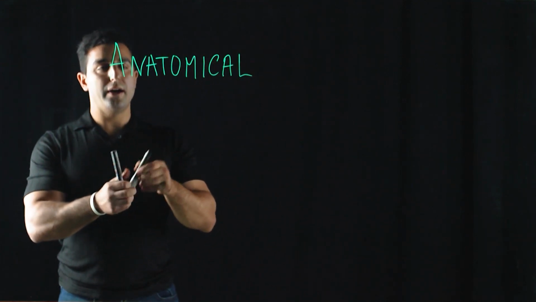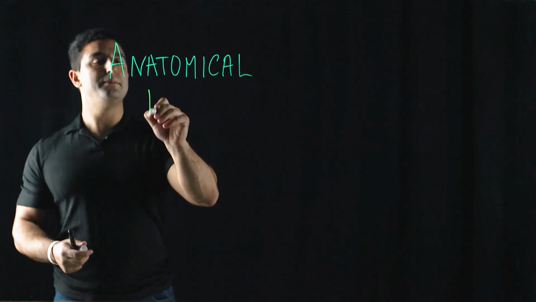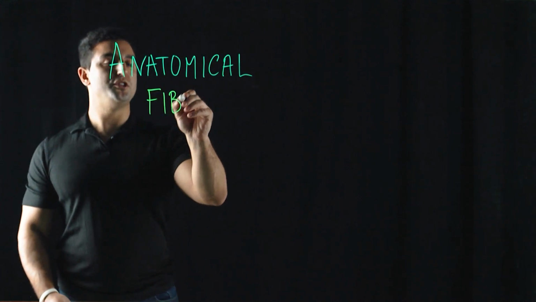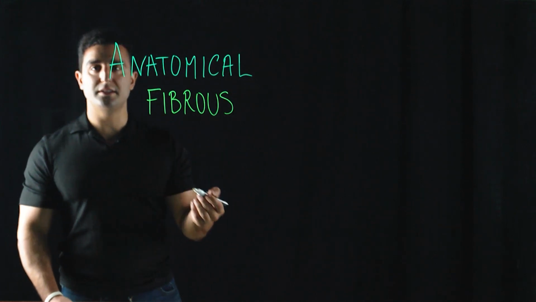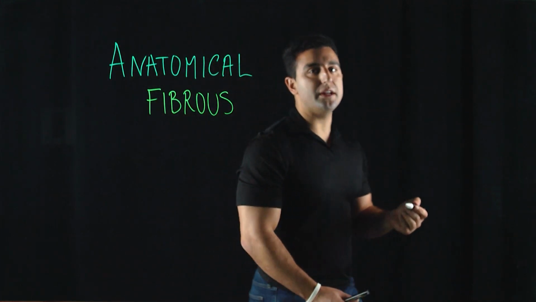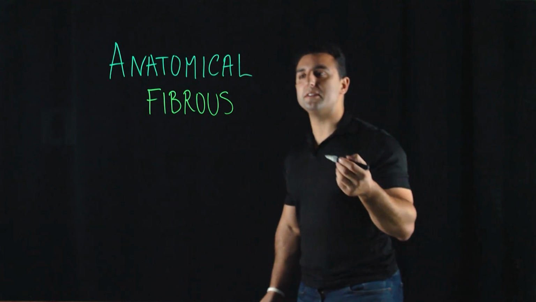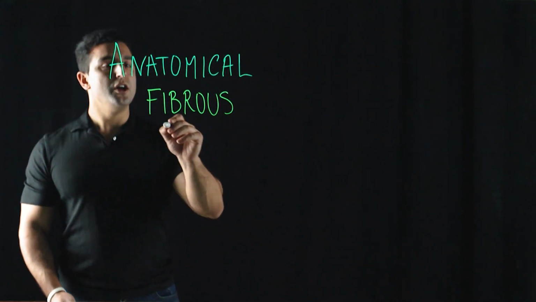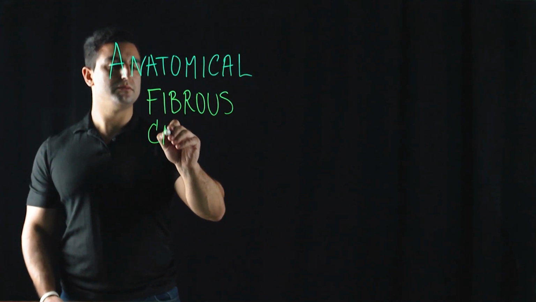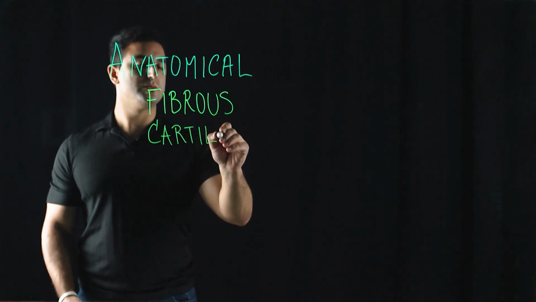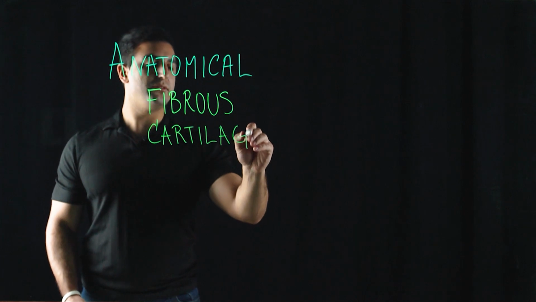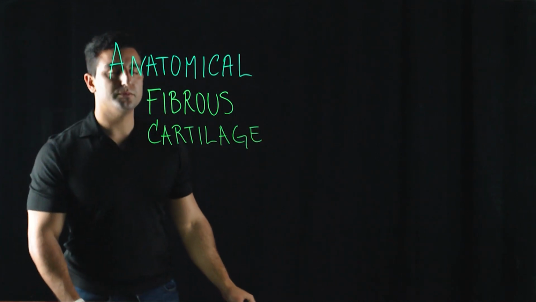So what did I say? I said fibrous, which means what? These are joints that are made from fibrous tissue. For example, the sutures in your skull. That's an example of fibrous tissue. Cartilaginous would be what? It'll be made from cartilage.